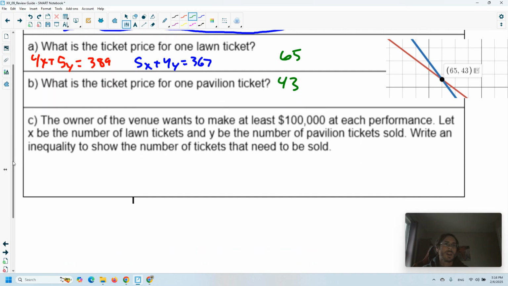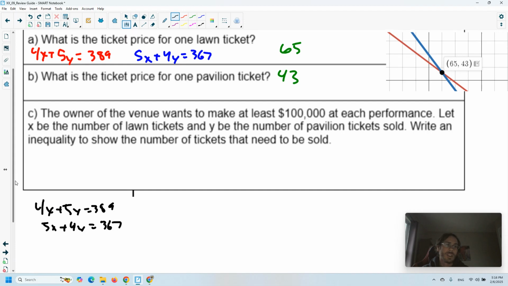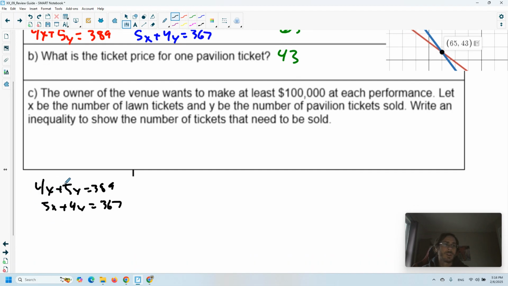If we did want to do it by hand, I'm going to go through it quickly here. So we got 4x plus 5y equals 389, and 5x plus 4y equals 367. And there's not even any good tricks for this one if we want to solve it by hand. We're just stuck doing our normal elimination. I guess I could pick negative 1.25, but that's not really going to help if I'm multiplying by 389. So I'm just going to pick 5 and negative 4.